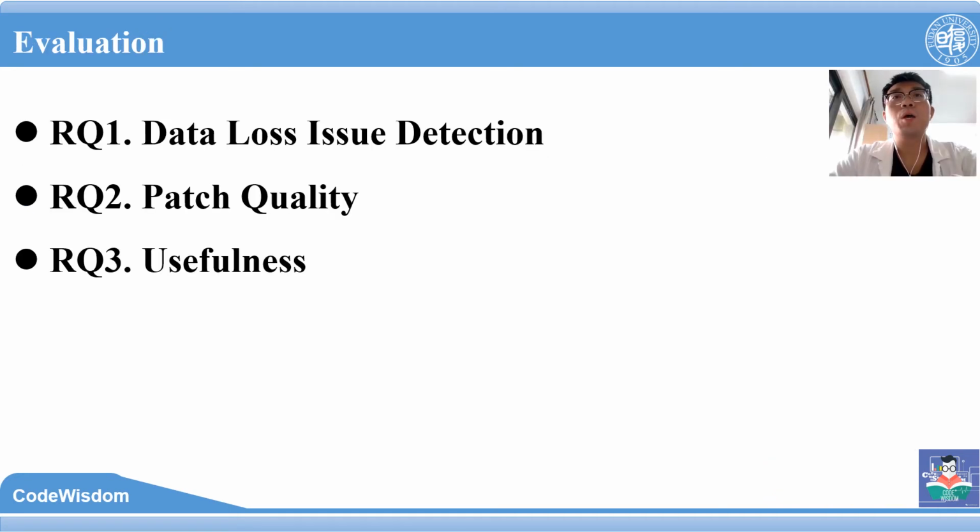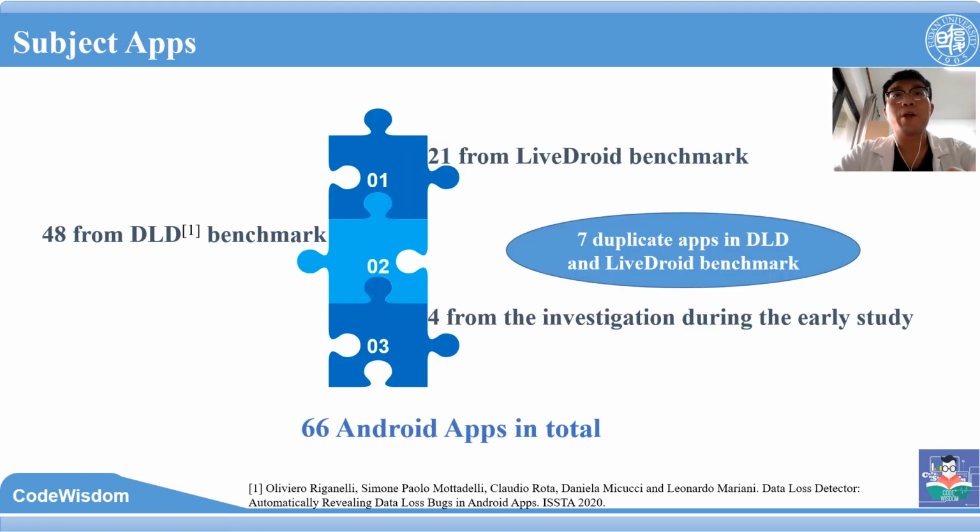For the evaluation, we answer 3 research questions. The first one, effectiveness of data loss issue detection. The second one, patch quality. The third one, usefulness. We evaluated iFixDataLoss on a dataset containing 66 Android apps. It includes 21 benchmark apps used in LiveDroid, 48 apps in DLD, and 4 apps downloaded from the Google Play Store. These 4 apps were used for data loss issues investigation during the early study.